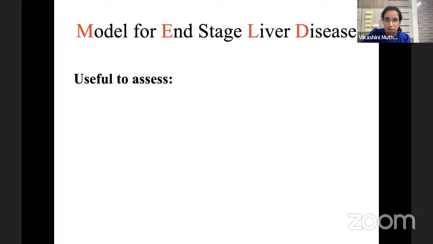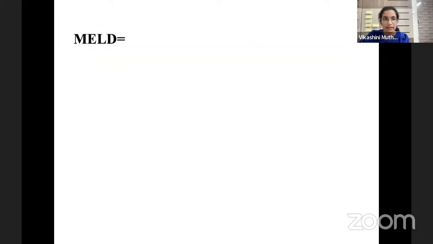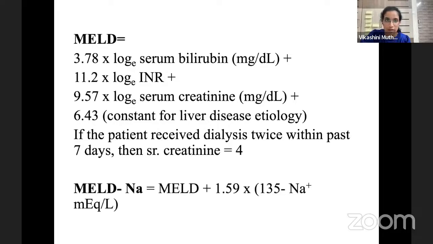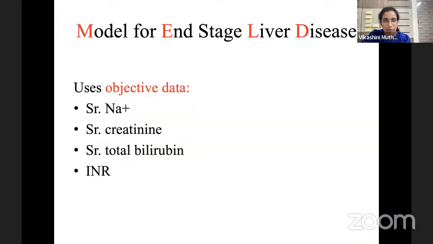To overcome these limitations, there was another score called the MELD score, which is nothing but the Model for End-stage Liver Disease. It's used to assess long-term prognosis with cirrhosis, and it also prioritizes the candidates for liver transplant. I'll give you the formula, but I just want you to remember the parameters used in calculating the MELD score: bilirubin, INR, creatinine, and sodium. Here in this table, you can see that if the MELD score is 40 or more, the mortality rate at the end of 3 months is very high, 71.3%.